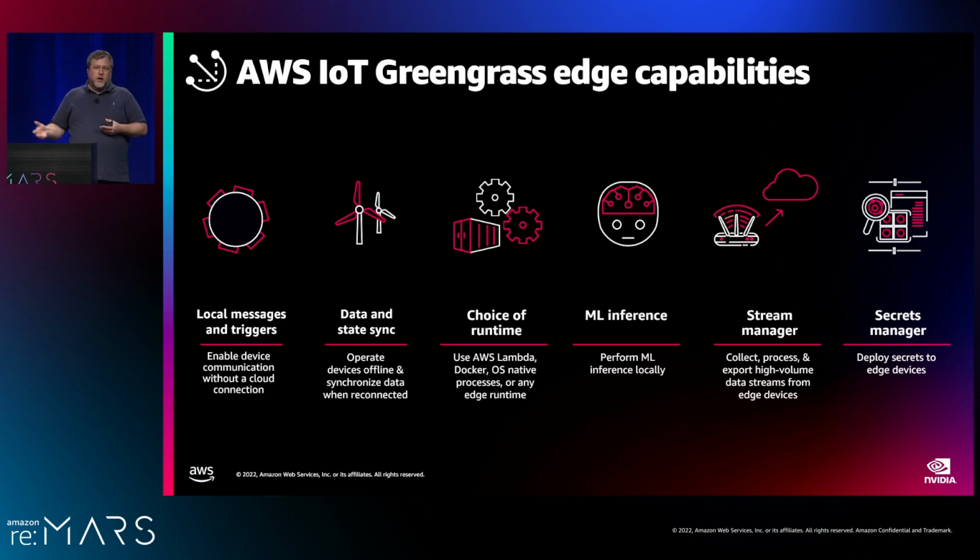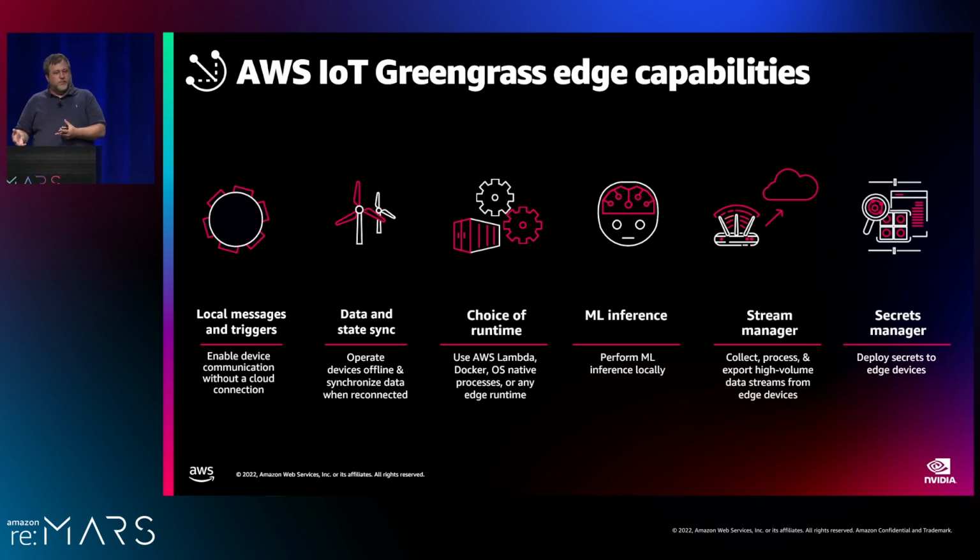Other things you can do is keep track of the state of the devices. Say they're intermittently connected to the cloud. If the device goes offline, it'll keep running without needing an internet connection. And when it comes back, it can synchronize all of its status back with whatever the cloud was trying to ask of it for the time it was offline. You can also do your own choice of runtime. You can run AWS Lambda, like you did with our old Greengrass platform. But you can also just run a Docker container or an OS native set of shell scripts, Python scripts, a Java application, any kind of application you really want.